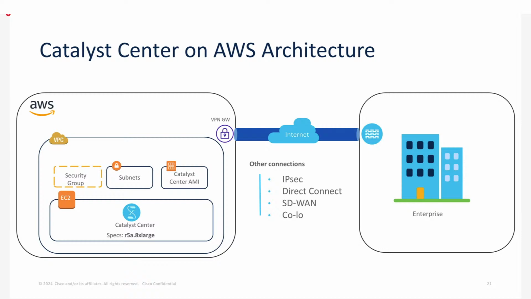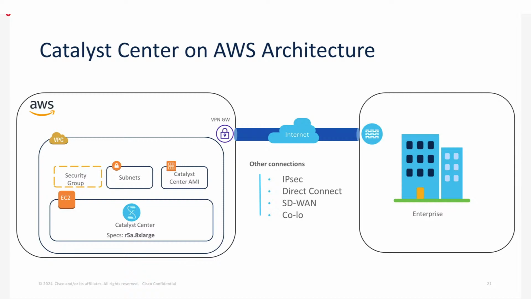So we'll be communicating to your enterprise between the VPN gateway from AWS through either IPsec connectivity, or we can do direct connect, or we can do SD-WAN or Colo to your customer gateway, and that will connect the enterprise. That's how you'll be able to manage the devices from AWS Catalyst Center into your enterprise smoothly.